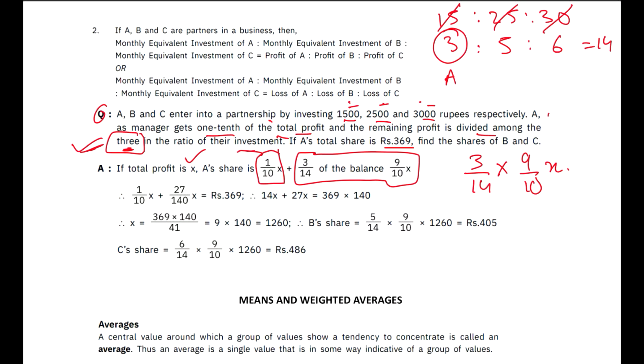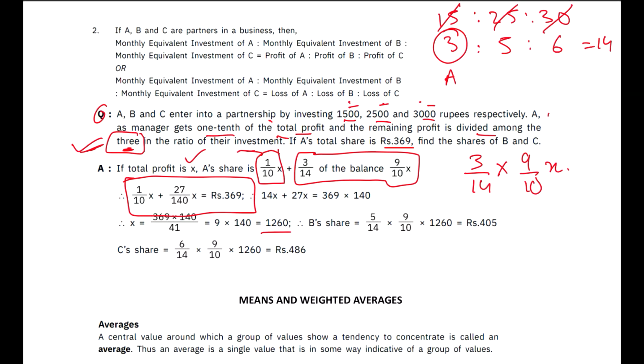So this equation together will help you to get the value of X, that is the total profit. Once you calculate and get the total value of X as 1260, what is your next step to be done? You calculate the amount which is given as 1/10th. So if I calculate the amount which is given as 1/10th, I can distribute that remaining amount among the people.